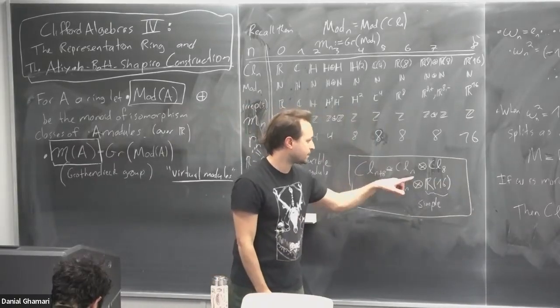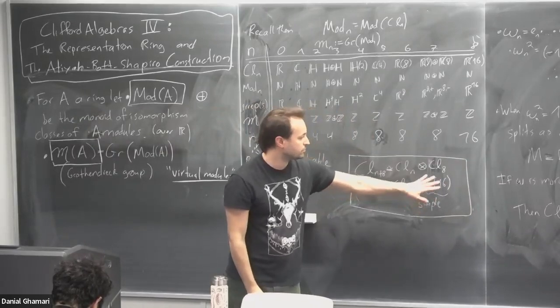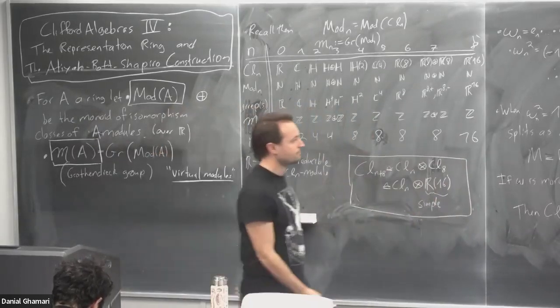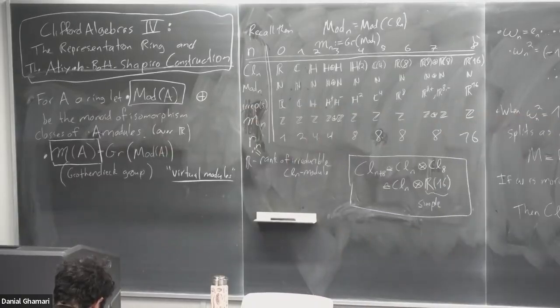You can increase the index by tensoring on CL8, which is R16, which is a simple algebra. So that's very important. Okay. Continue to recall stuff. Like I mentioned, we have the volume element, which we defined by choosing an oriented orthonormal basis of Rn, and then taking the product of all of those vectors.